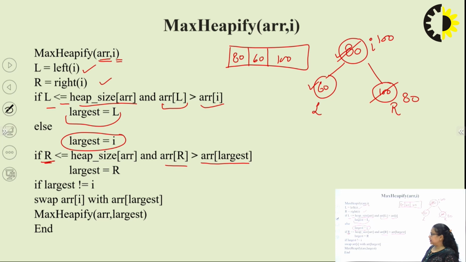Right? Then in the last step, we have to check if the largest is not equal to i. If it is not equal to i, then what do we have to do? We have to swap with the largest element. And what is the largest element? That is 100. So we did the swapping, and again we will call max heapify on the largest element. This is the way we will call max heapify again and again.